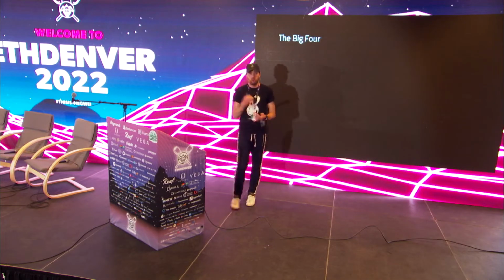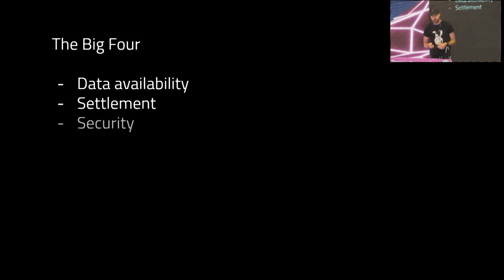So there are 4 primary features or functions of a blockchain. And in order to understand modularity, we need to break them down. So the first one is data availability. The second is settlement. Third is security. And the fourth is execution. So we'll briefly talk about each of these.